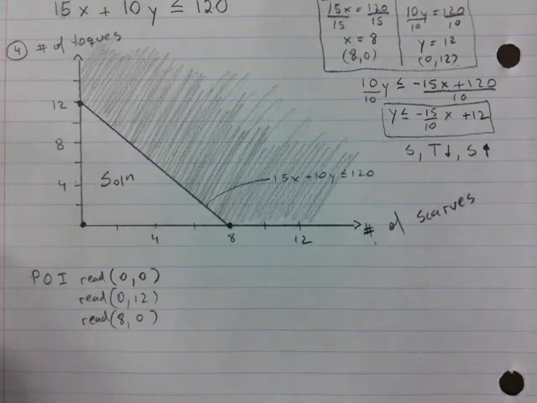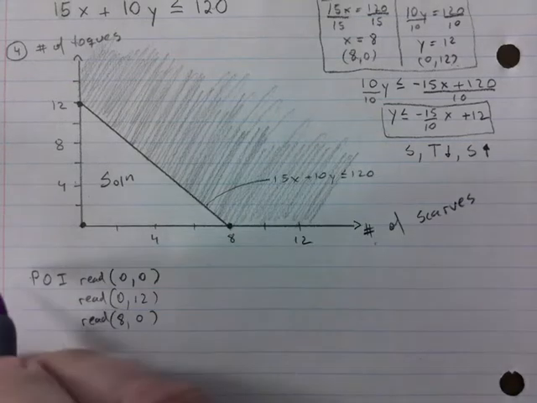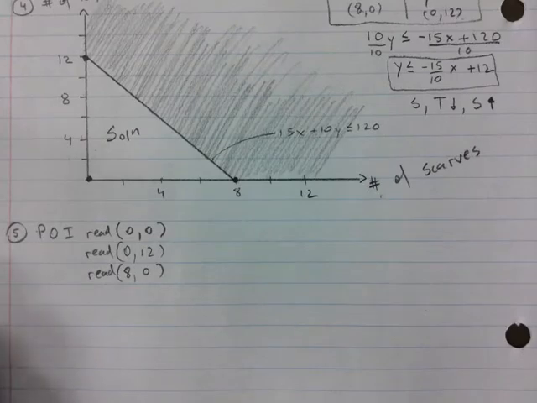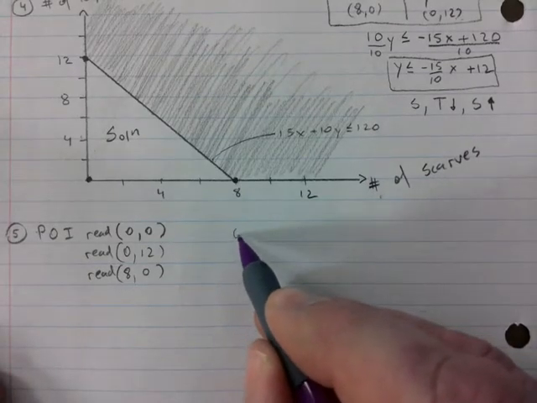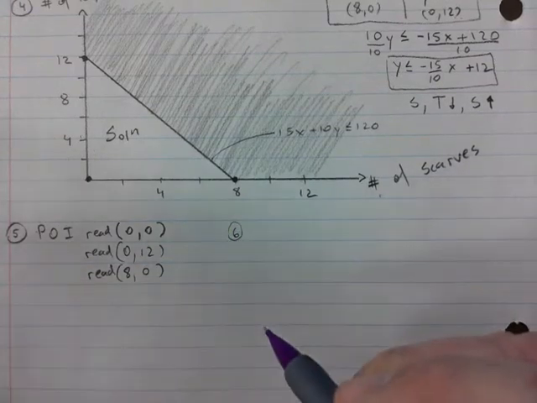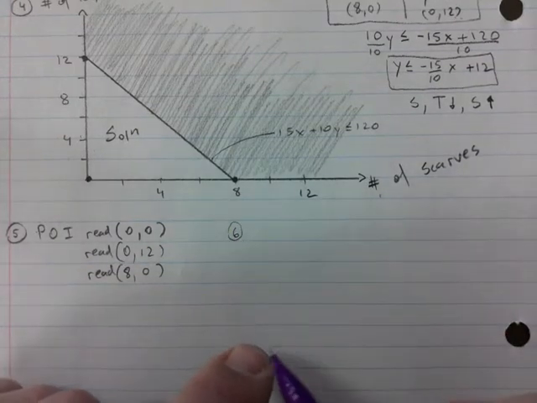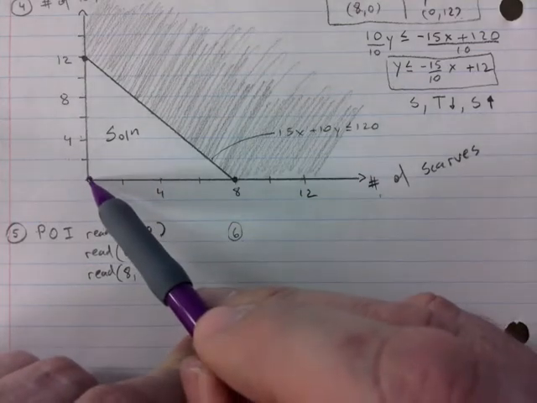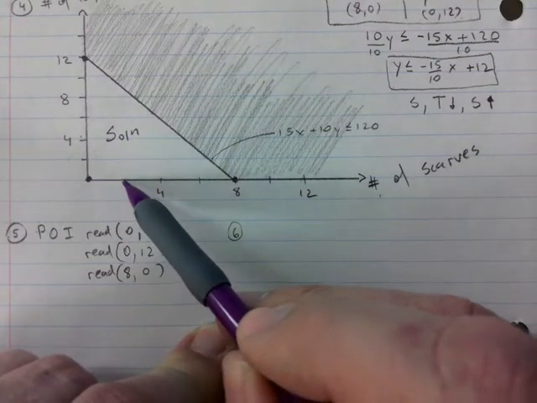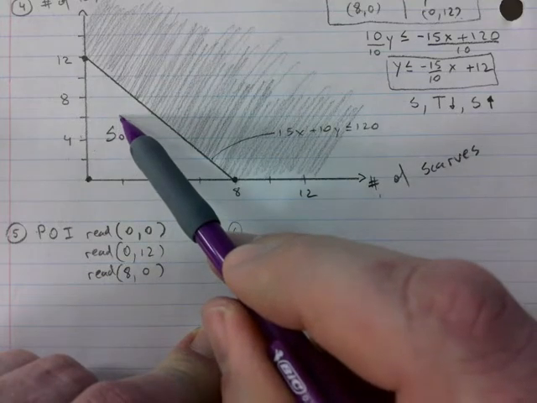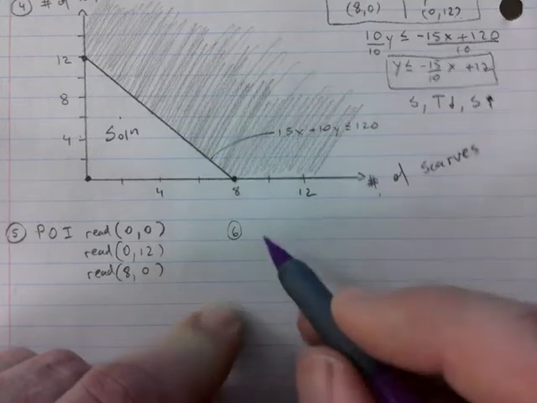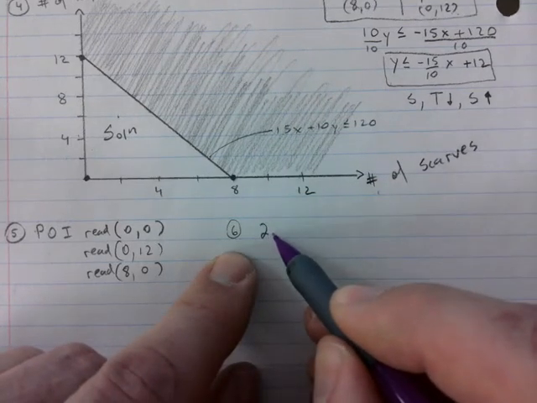So this would be step number 5, by the way, okay? Step number 5 is stating all of the POIs. And step number 6, give me a possible solution. Please don't pick 0, 0. That one is a bit lame, okay? So anything, like you can say this is 2 and 6, right? 2, 6. It's in the solution region. That would work, right?